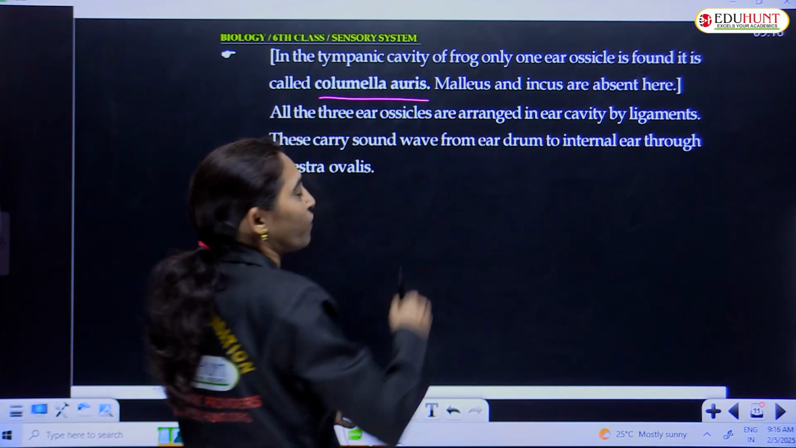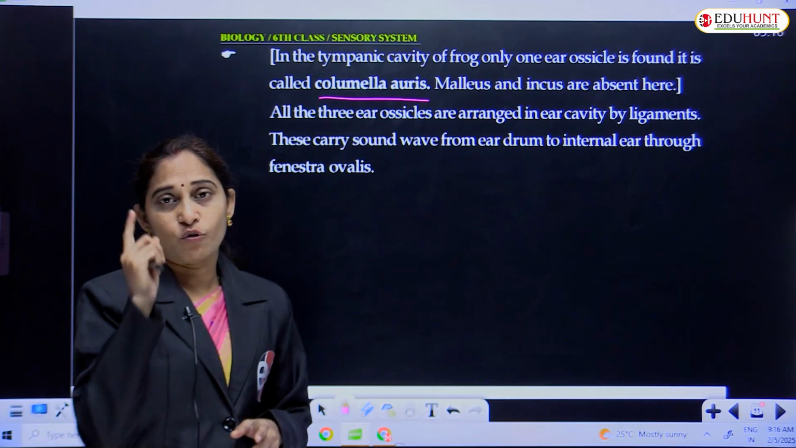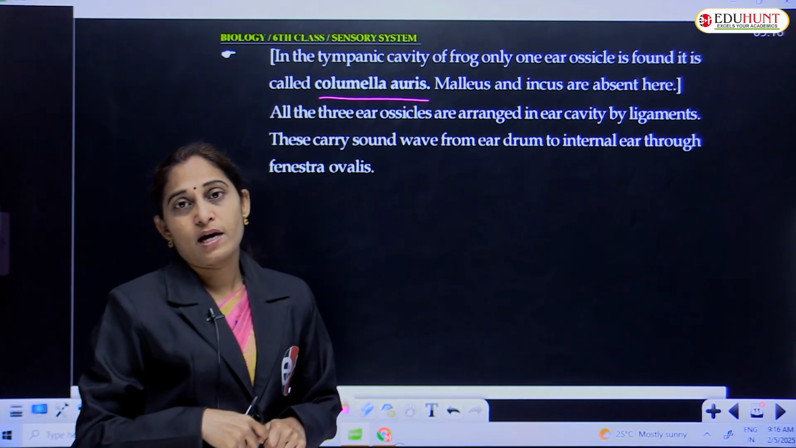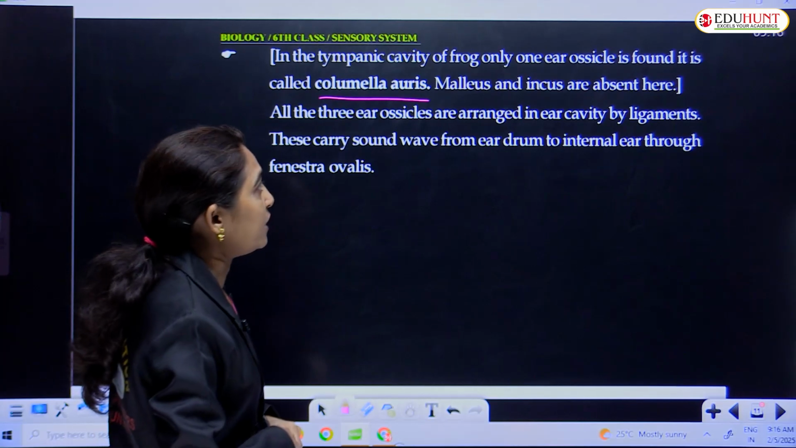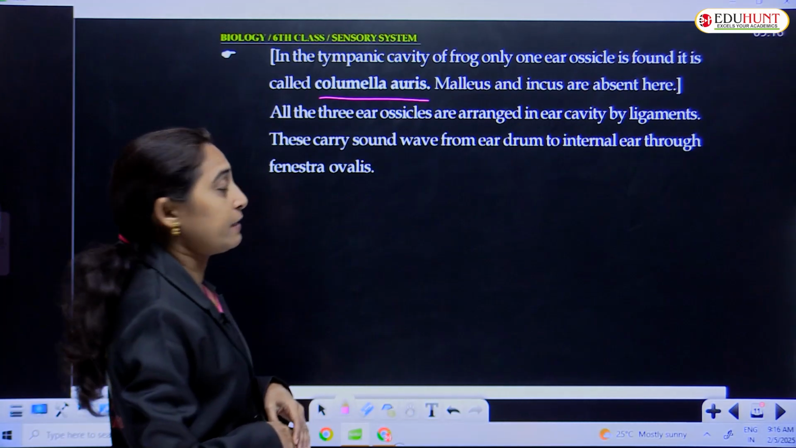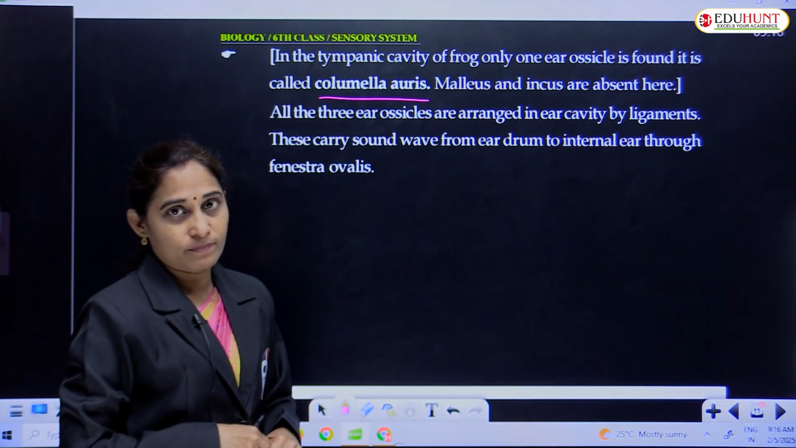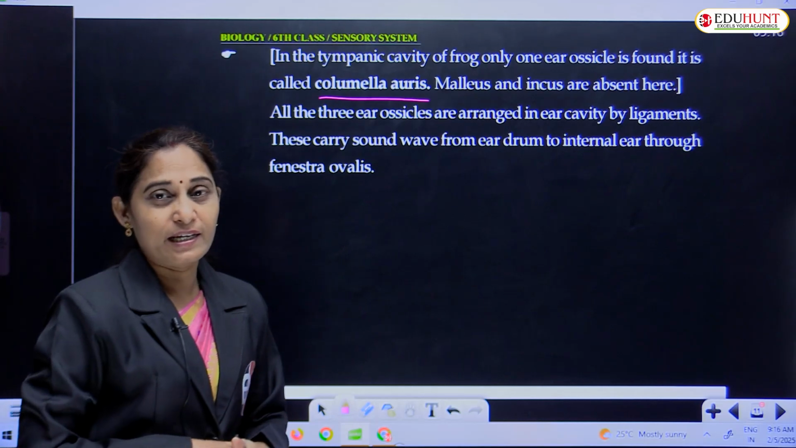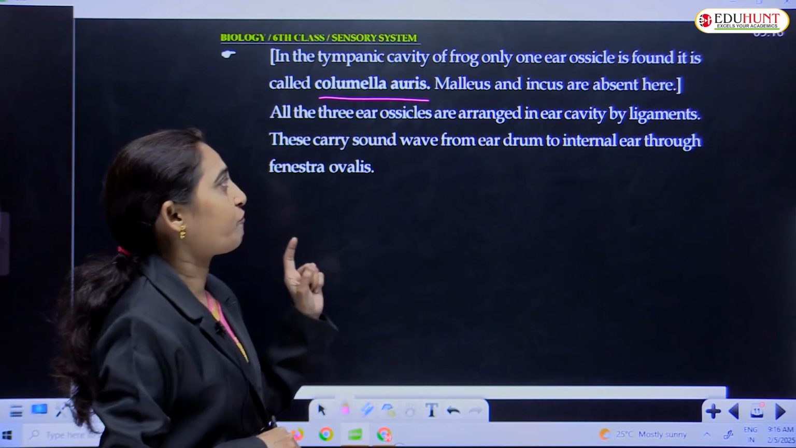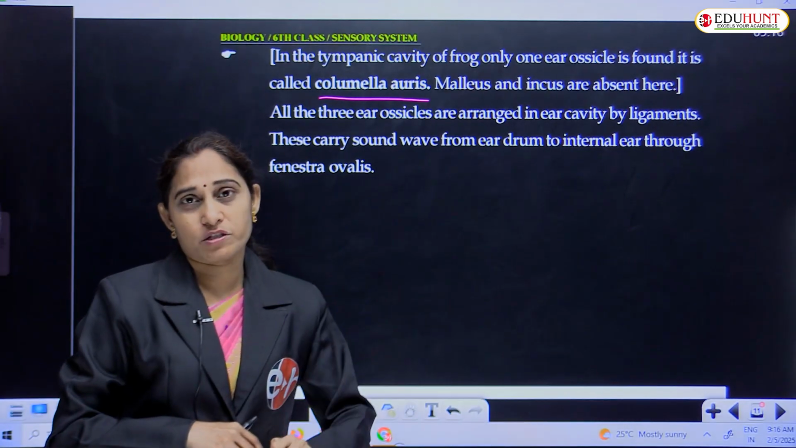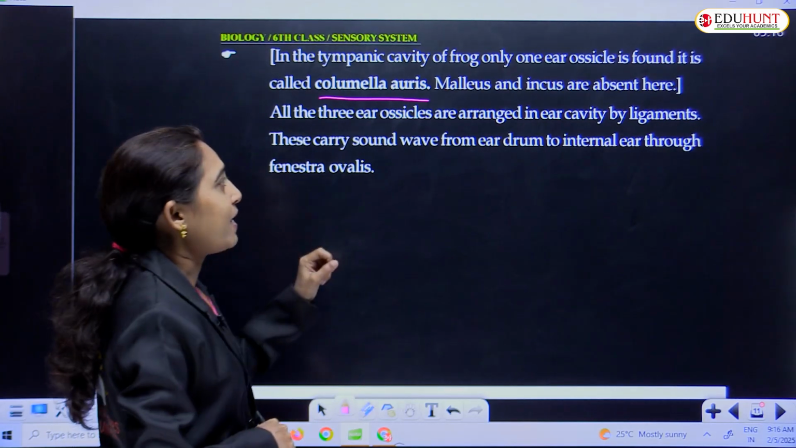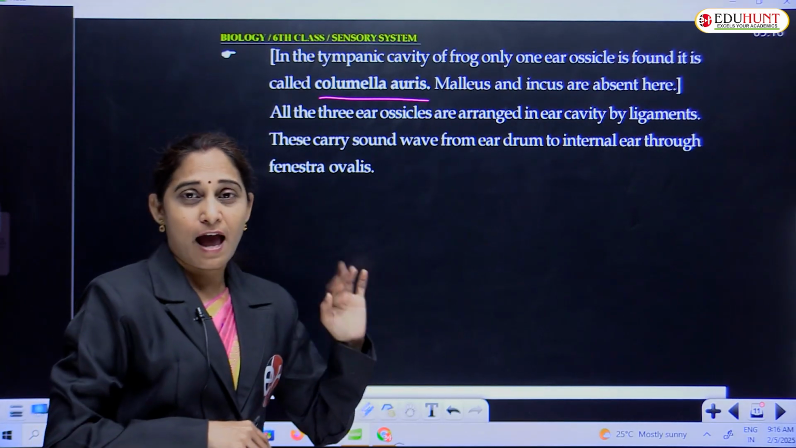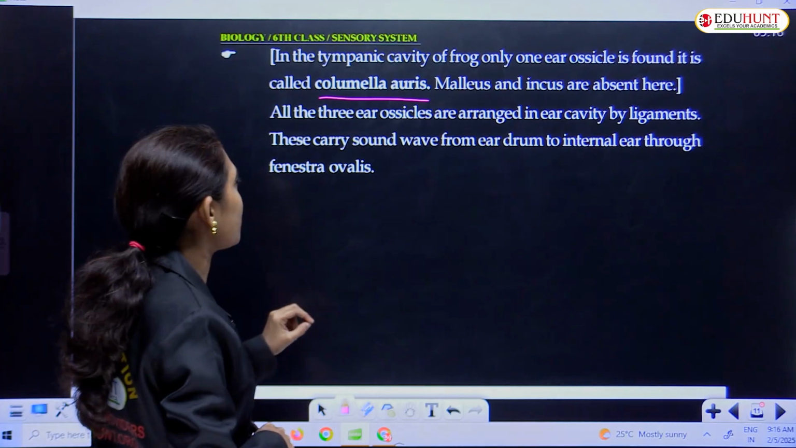But the frog has only one bone, columella oris is the only ear bone present in the tympanic cavity of frog. Tympanic cavity, that is the middle ear. This middle ear of frog has only one ossicle, that is called columella oris. And malleus and incus are absent. These two are absent here.